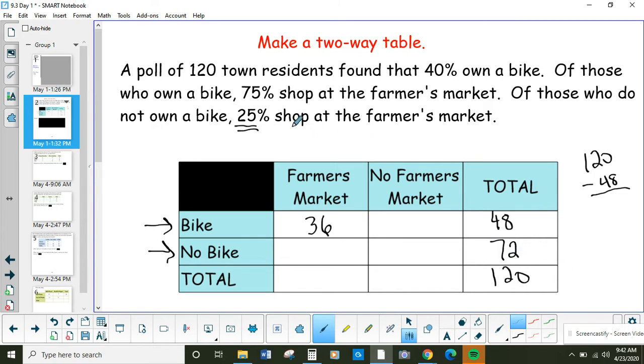Now, I can go back and do this part right here. Again, sometimes they don't give me the number, but they give me what I need to find the number, right? They always give me enough to find what's missing. So of those who do not own a bike, that's 72, I figured that out, 25% shop at the farmer's market. So I'm going to find 25% of, or 0.25 times 72 this time.